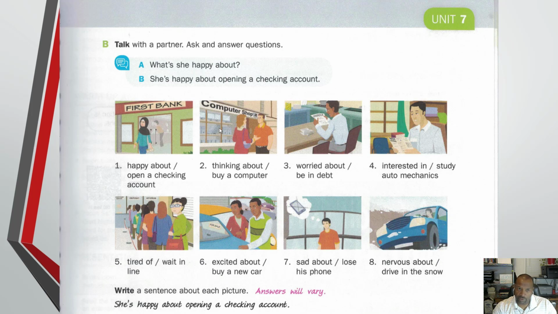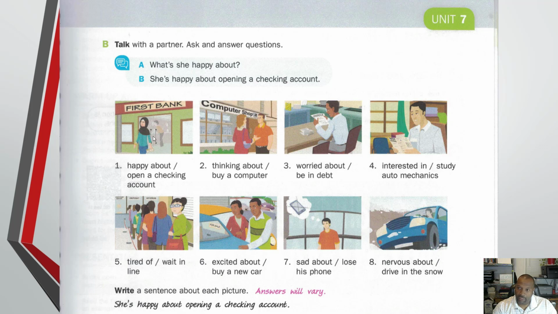So, we've talked about using gerunds after the preposition, prepositional phrase, and we went over some examples and practiced. Now, let's practice and communicate. Let's talk with a partner. Ask and answer questions. What is she happy about? That's the question. Answer: She's happy about opening a checking account. Opening a checking account. Okay? So here we have 8 pictures.